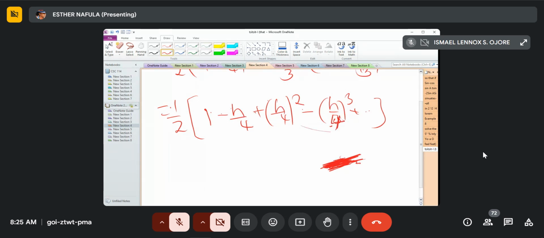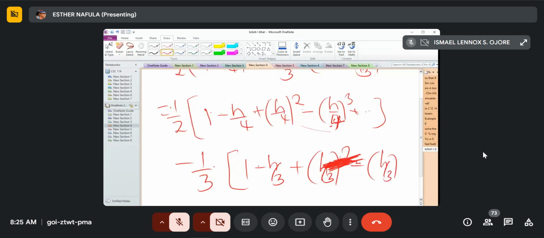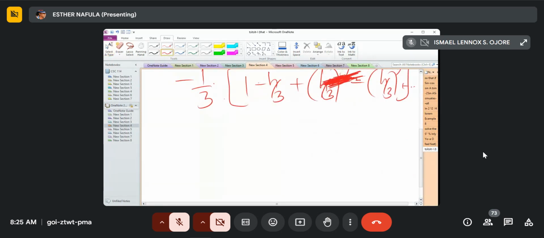Okay, that's fine. h over 4 cubed. Minus a third, we expand the second bracket: 1 minus h over 3 plus h over 3, the whole thing squared, minus h over 3 cubed, and so on. But remember, we need our answer in terms of z. We were dealing with the function f of z. So we have to substitute back. Our h is z minus 2, right?